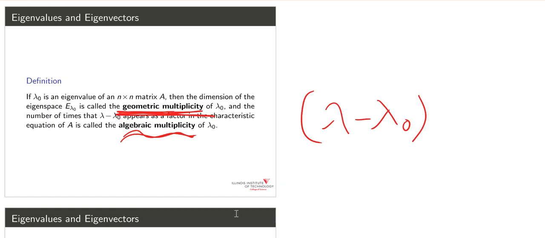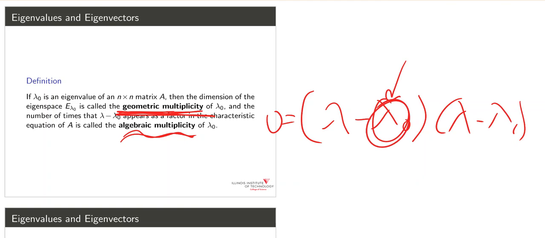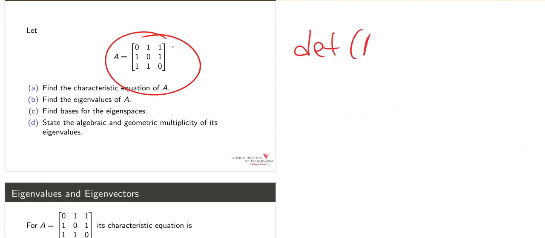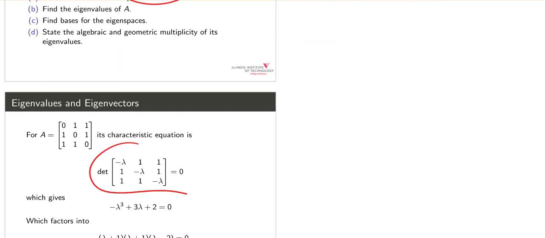So when you compute the determinant, you will have things like this, equal to 0. The number of times this eigenvalue appears in the characteristic polynomial is called the algebraic multiplicity. So algebraic multiplicity is about the polynomial. Okay, so for example, this is matrix A. If you want to find the eigenvalues, you have to compute the determinant of A minus lambda I and set it equal to 0. If you do that, this is what you get.